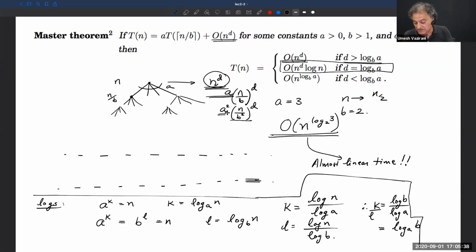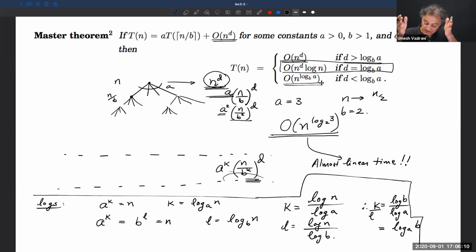Either this geometric series diverges, meaning that the term right at the bottom, a to the k n over b to the k whole to the power of d, where k is log n, is the biggest term. Then that's what the solution is going to look like. If you work out what k is and substitute, you'll get this number.